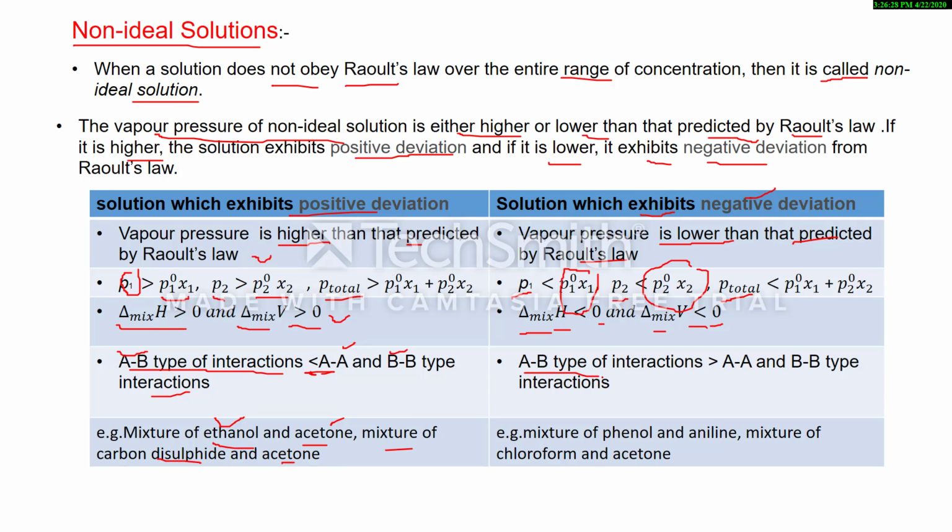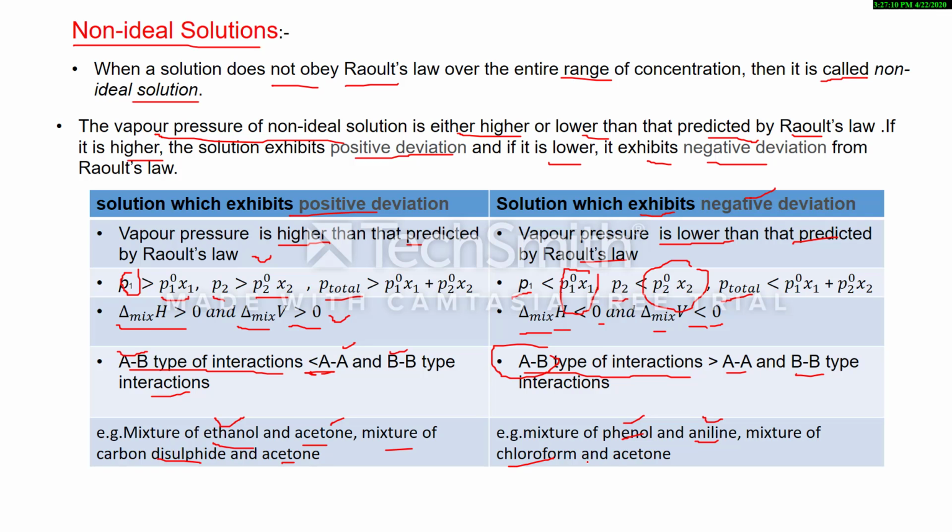Now come to the molecular interactions. In this case, AB type of interactions are higher than AA and BB. That is, new type of interactions will be greater. That's why the escaping tendency of the molecules from this solution is less. Fewer vapors are formed. That's why vapor pressure is lower. See the example, phenol and aniline. As we know, phenol also has a hydrogen bond, aniline also has a hydrogen bond. But when these two are mixed, new hydrogen bonds are formed. Their magnitude is greater than phenol-phenol and aniline-aniline. That's why interactions are greater, vapor pressure is lower.